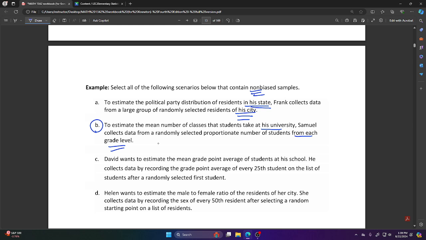David wants to estimate the mean grade point average for his school, every 25th person. We already saw this one. So this is not bias, right? So I am going to circle it again. Okay. And then finally, Helen wants to estimate the mean number in her city, every 50th person from a list. Again, is that bias? Not bias. So not bias, I will circle it here.